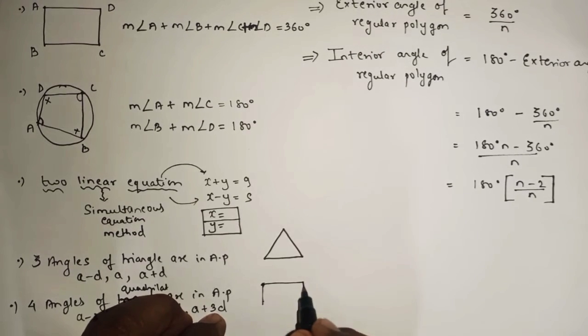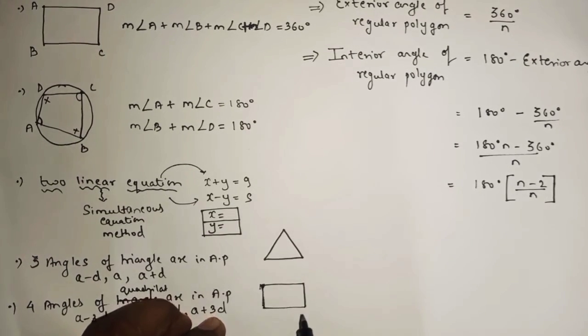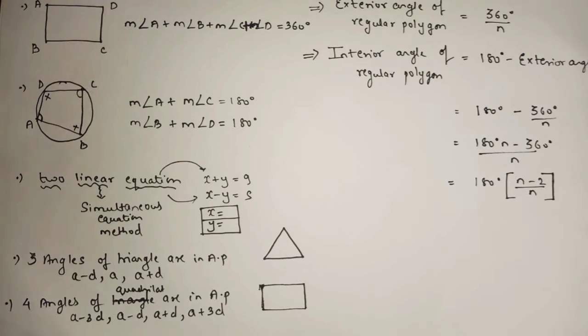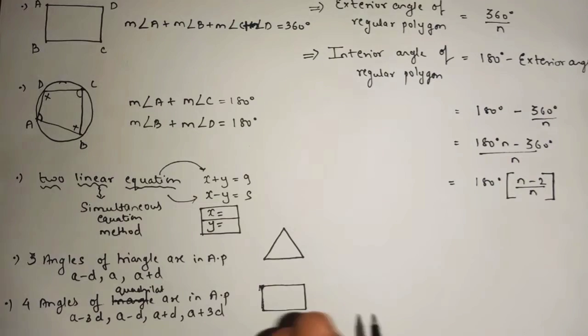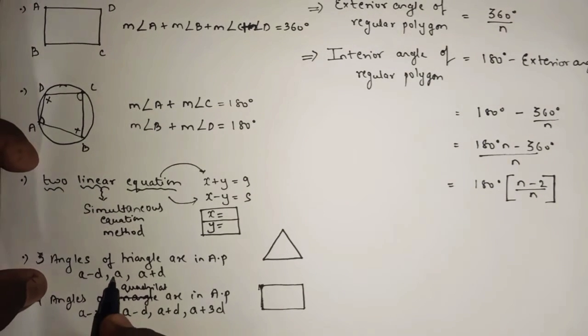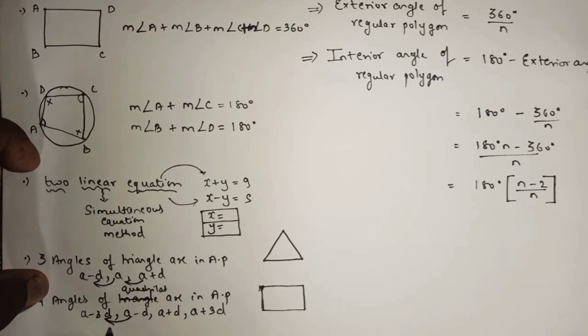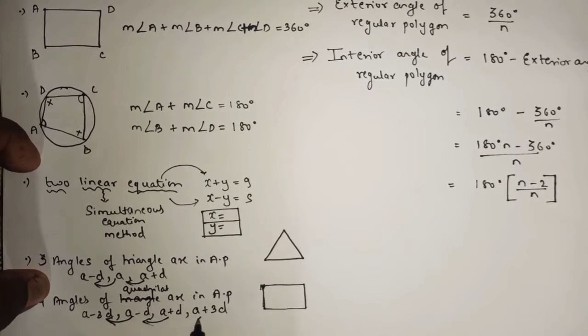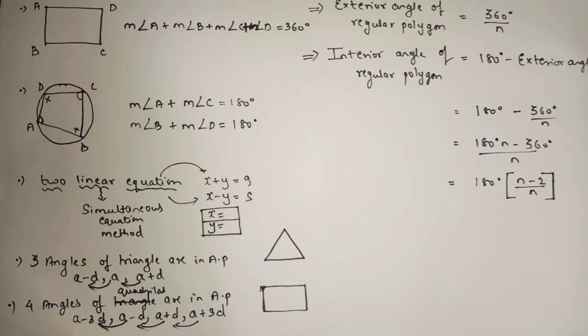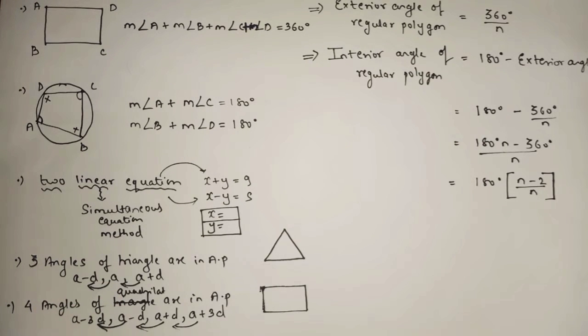So what exactly do we have to do? What do you mean by this? AP means arithmetical progression. As we know, whenever three angles are in AP, it means the difference between two consecutive terms will be constant. The difference between two consecutive terms will be what? Constant. Yes or no? So here we have to use this concept. This concept was there in your 10th standard in the AP chapter, yes or no, arithmetical progression.